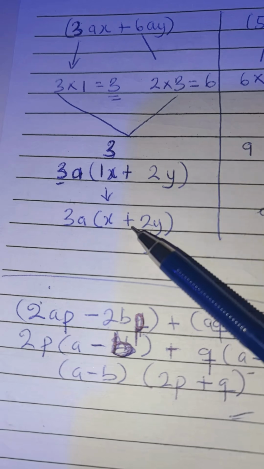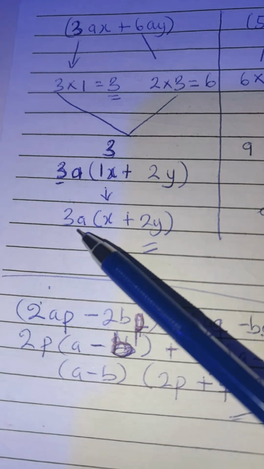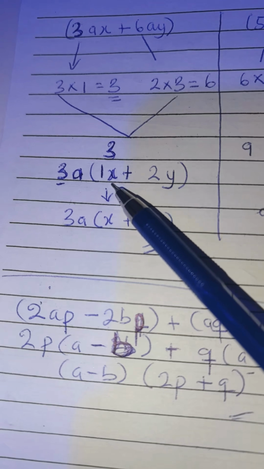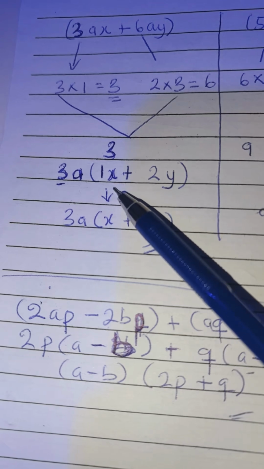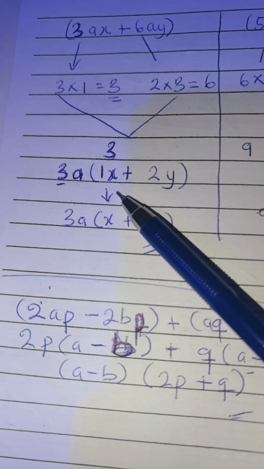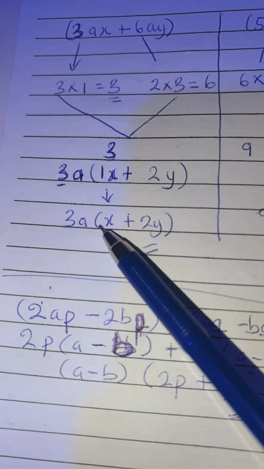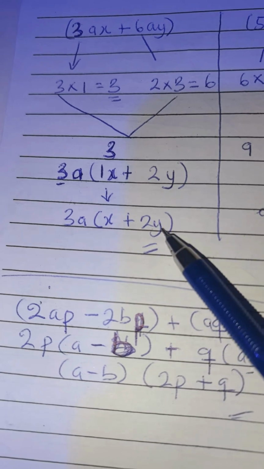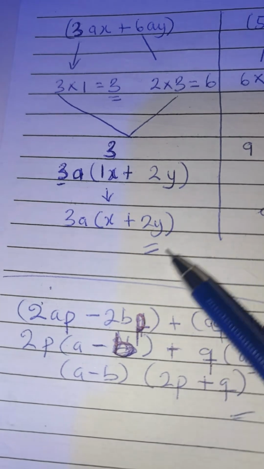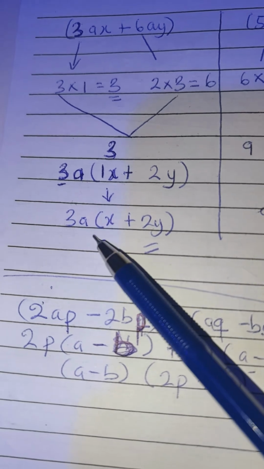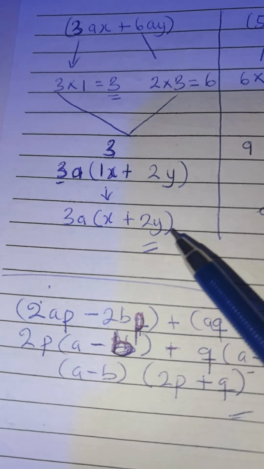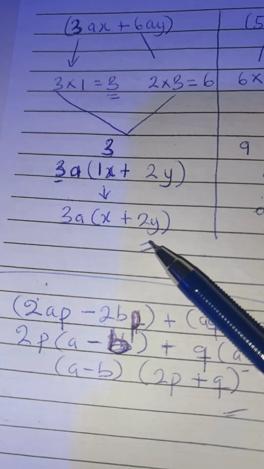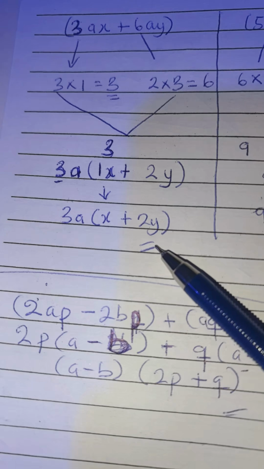Now rewriting it again by convention, we have 3a into bracket x. 1 is imaginary when it comes to multiplication. Yes, in factorization in bracket it's imaginary, so 1 will be here, 1x, but you don't need to bring the 1x. Then plus 2y. Hence, the whole simplification becomes 3a into bracket x plus 2y. And you realize that you can't go further. Hence, this is the final answer.